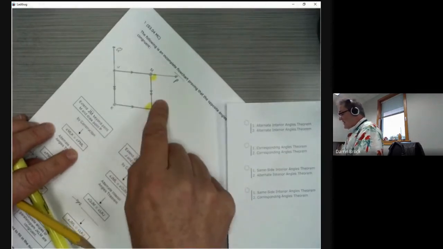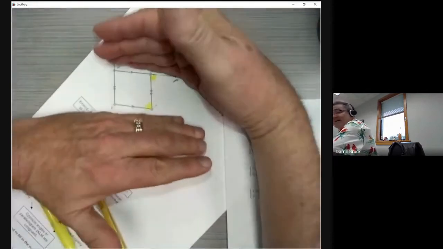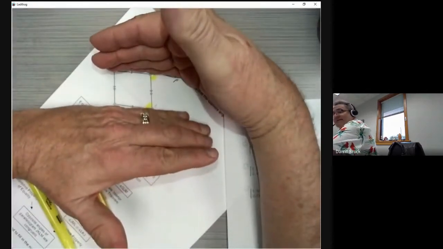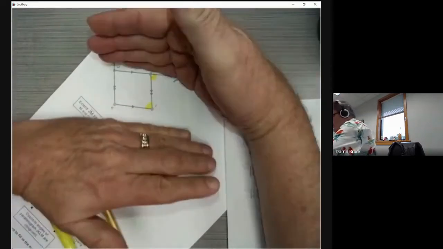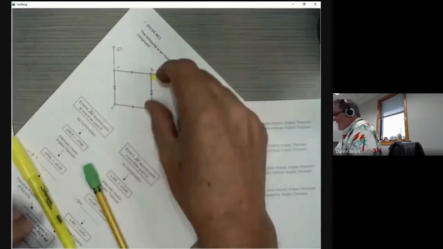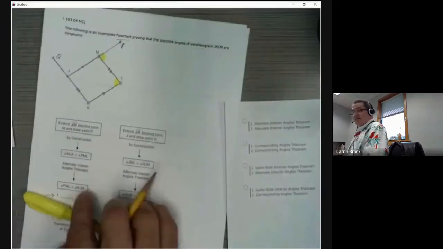They're alternate. And they're interior. That means they're inside those parallel lines. See, both angles are inside. Exterior would mean they're on the outsides, but these are on the inside. So these are alternate interior angles. And it tells us that.